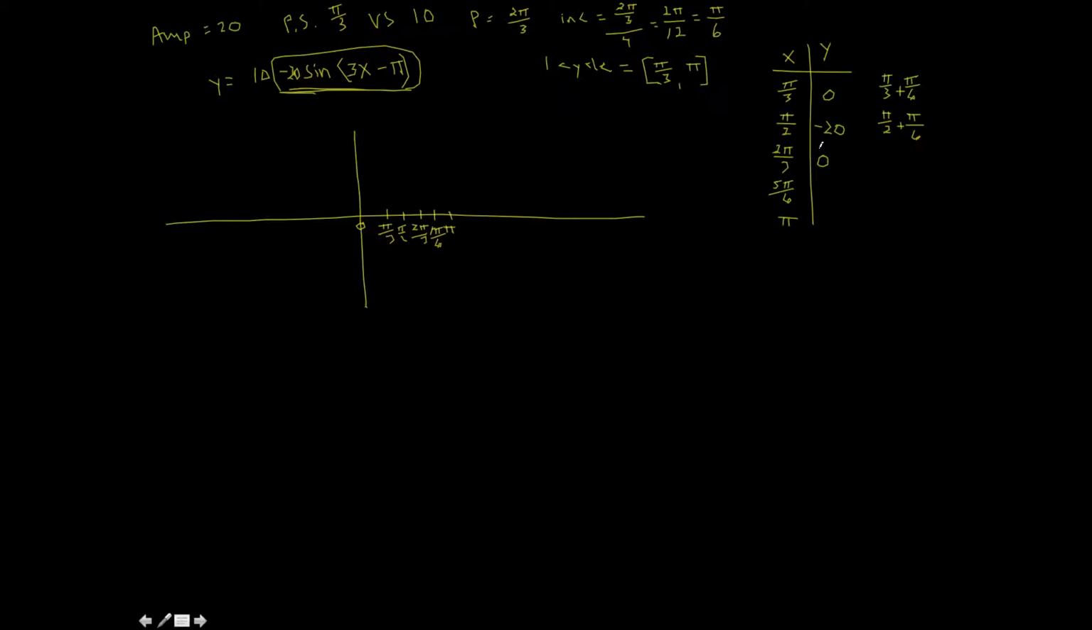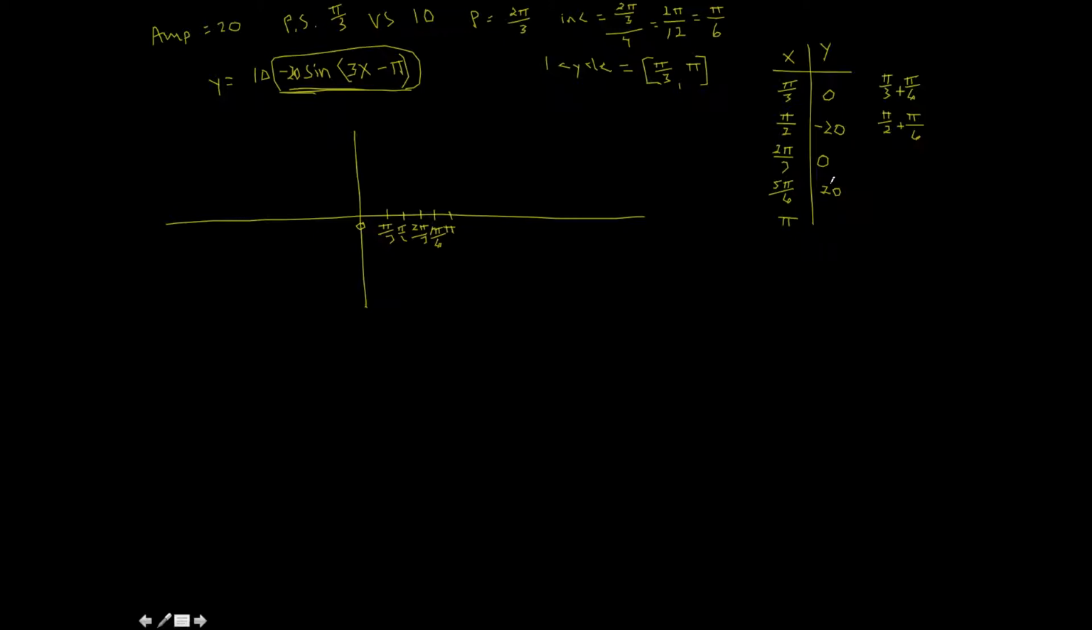Now, hopefully, you know your sine function. If not, go ahead and plug 5 pi over 6 in. And what you're going to come up with when you do that is positive 20, because 3 times 5 pi over 6 is 15 pi over 6, minus 6 pi over 6, which is pi, gives you 9 pi over 6, which is 3 pi over 2.